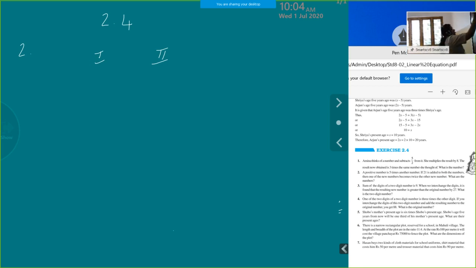There are two numbers. Let the first number be x. It's given that a positive number is 5 times another number. So second number will be 5x. You can take it in any order.